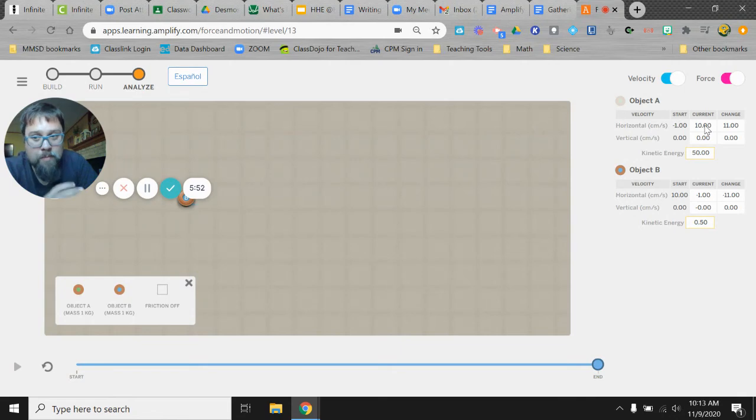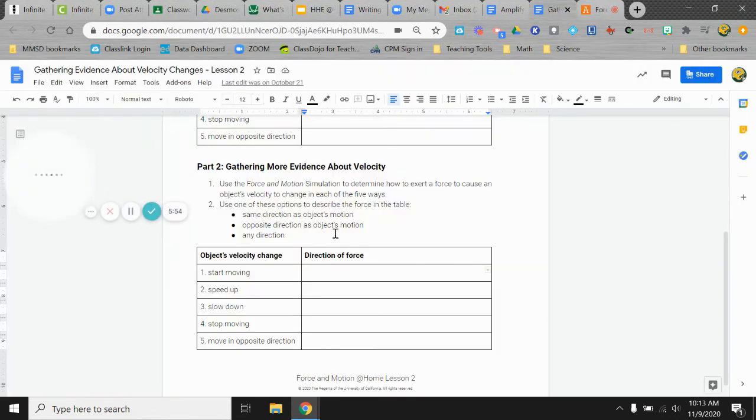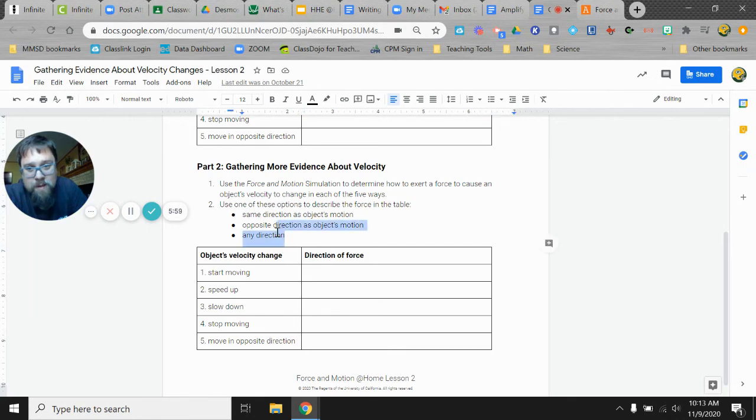So when I went to my worksheet, I would actually say I caused object A to speed up with both of these. I was able to speed up object A by applying a force in the same direction as the object's motion. And I was also able to get object A to speed up by applying a force in the opposite direction. So when I did my answer key down here, it would actually be both of those highlighted right here.